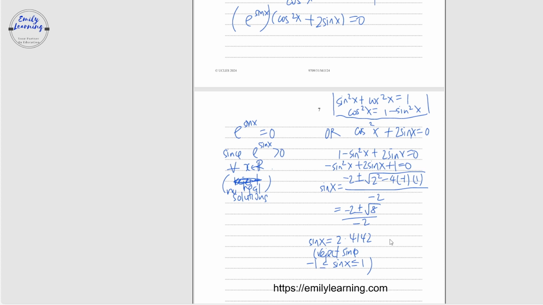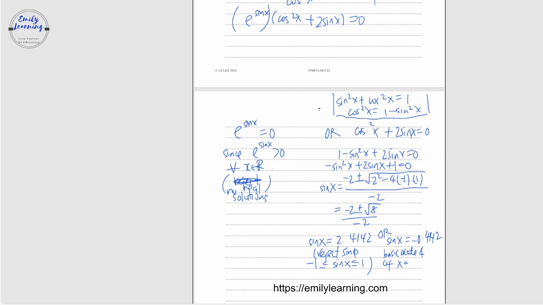Next, I also have sine x. Now I take the minus 2 plus root 8 one. So minus 2 plus root 8, then the whole thing divided by negative 2. I'll have negative 0.4142. Let me first find the basic acute angle of x. I will ignore the negative from 0.4142. So sine inverse of 0.4142.